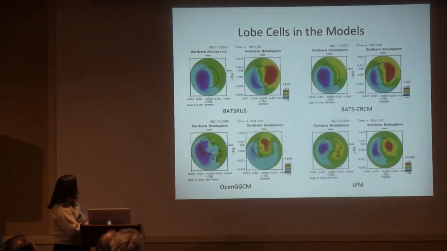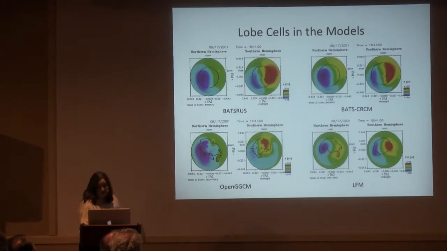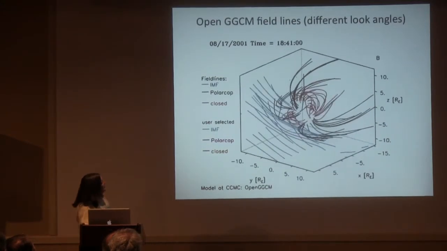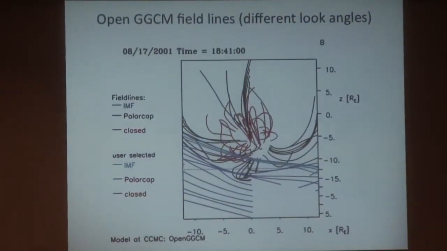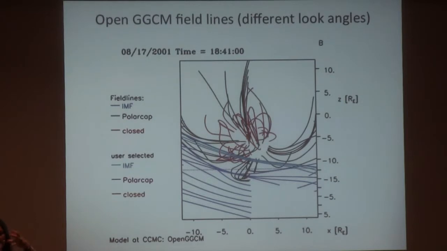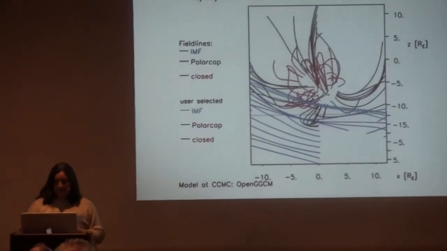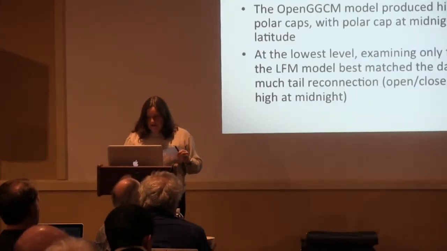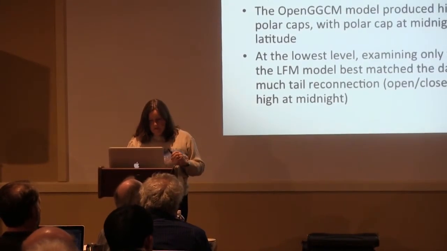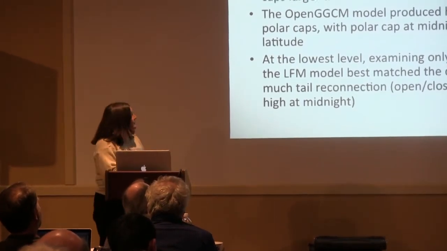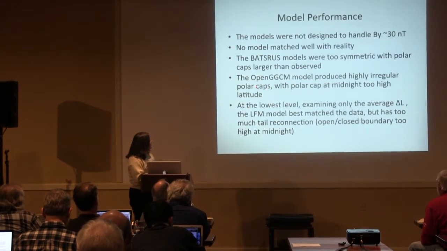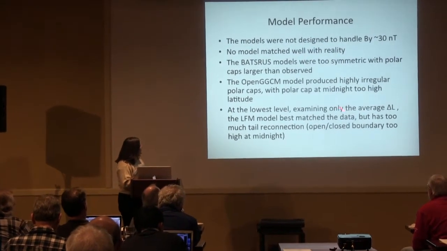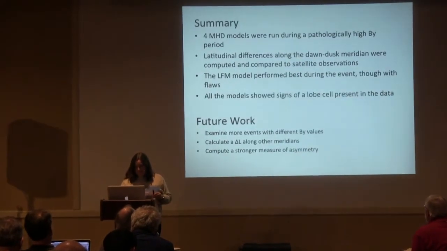And just another note, there are lobe cells visible in all of the models for this case. And this is just kind of a spaghetti model of one of them, just showing how crazy some of this reconnection tangles up with field lines that have those same kinds of twists. Okay, and so the summary then is that none of them did really well. BATS was too symmetric, Open GGCM and LFM were very irregular, and the LFM did the best.